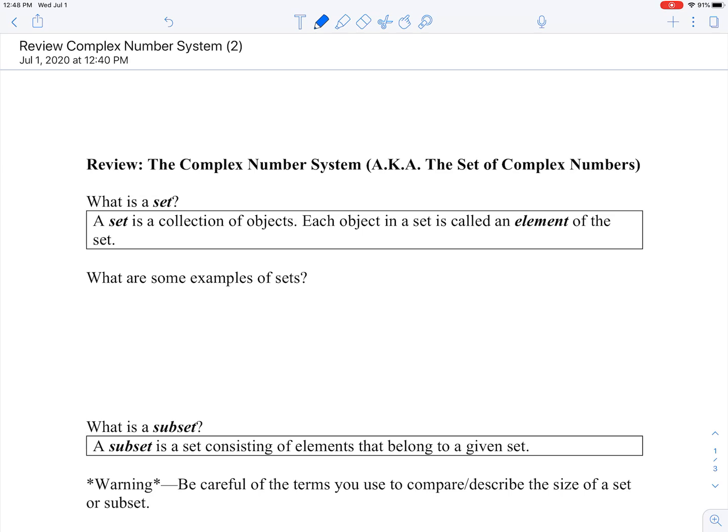So this video is going to be a brief review of the complex number system, also known as the set of complex numbers. But before we talk about the number sets, let's think, what is a set? A set is a collection of objects, where each object that belongs to the set is referred to as an element of the set. So let's think of some examples of sets and objects.